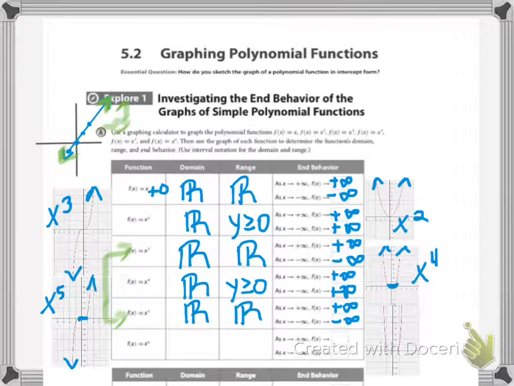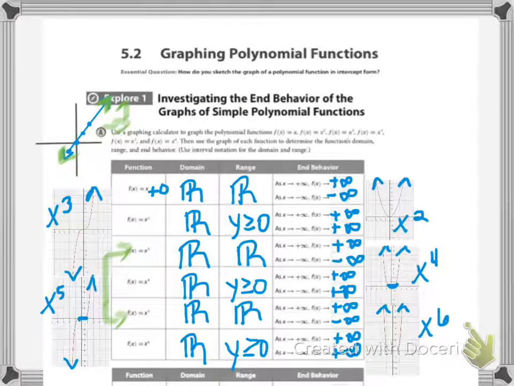So if you had to make a prediction, although you don't because here's the graph of x to the 6th, you could say it's going to behave just like x to the 4th and x squared, and it does. All real numbers for the domain, y is greater than or equal to 0 for the range. The ends are both increasing, so both going towards positive infinity.